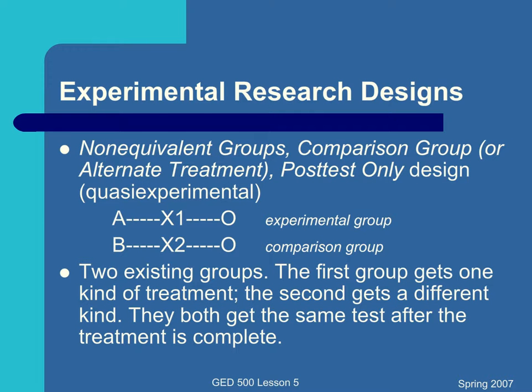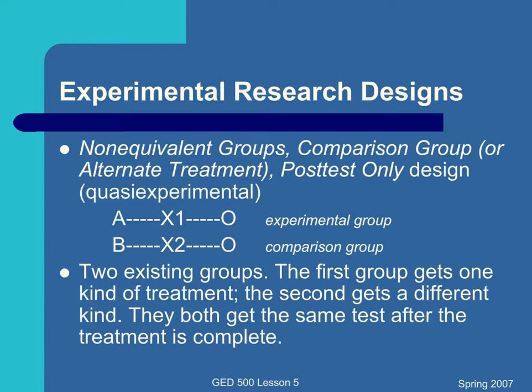Now, if you have a non-equivalent group, comparison group, or alternative treatment post-test only, this is what it would look like. You have group A again with treatment 1 and then gets observed, and then group B with treatment 2, which gets observed. Okay, so you have two groups. The first group gets one kind of treatment, the second gets another kind of treatment, and they both get the same test after it's done.